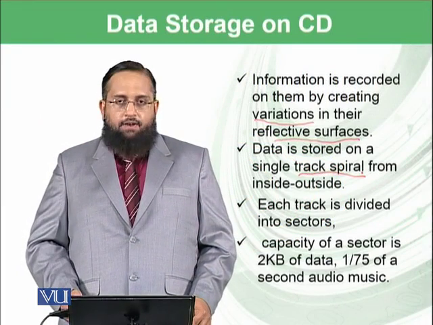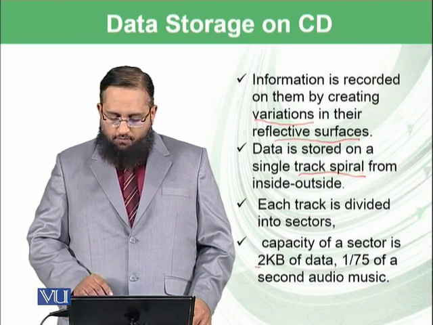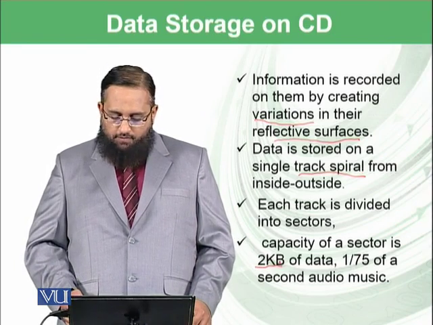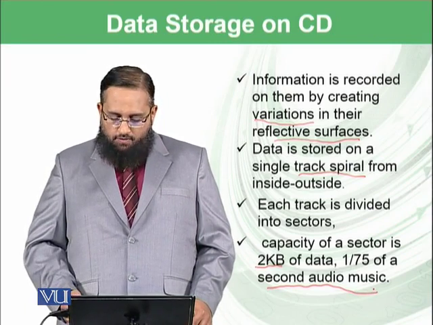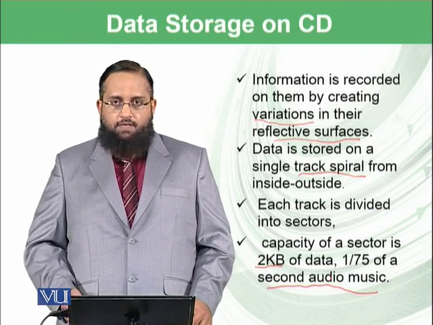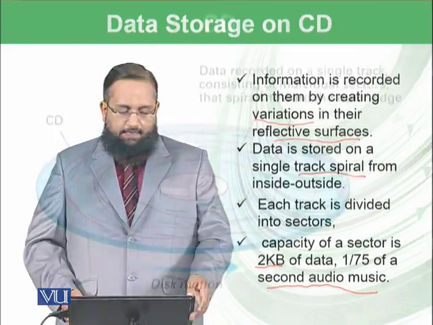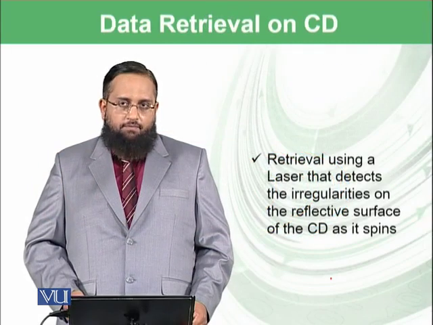Each track is divided into sectors, and the capacity of a sector is 2 kilobytes of data, on which you can store 1/75 of a second of audio music. This means if you want to store 1 second of audio music, you would need about 150 kilobytes of data on the CD. So again, data is recorded on a single track consisting of individual sectors that spirals towards the outer edge. Then how do we retrieve data from there?